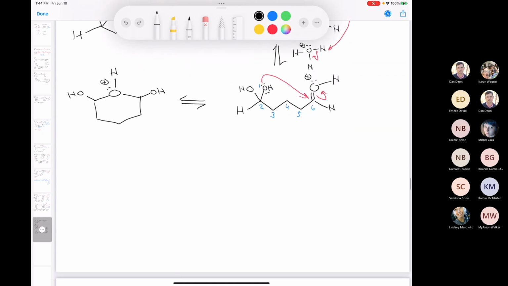We have our acid catalyst. It's got to be regenerated. And so what's going to happen is the water is going to come along and it's going to rip off that proton like this. And I end up forming that cyclic compound. Come on, there we go. 1, 2. Not my best drawing, but it will suffice.